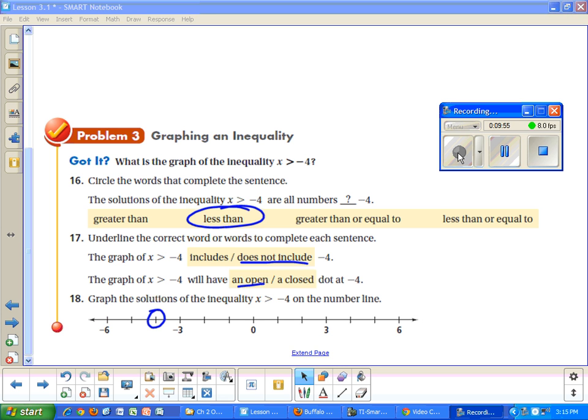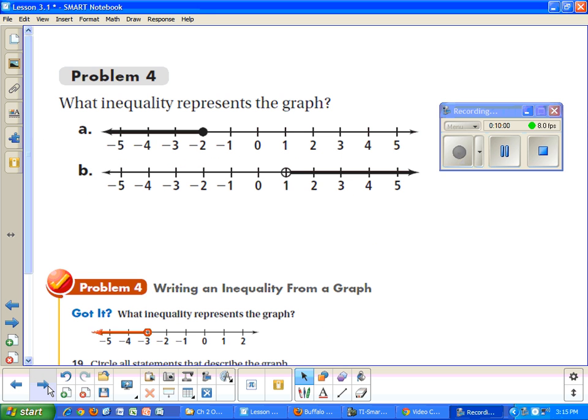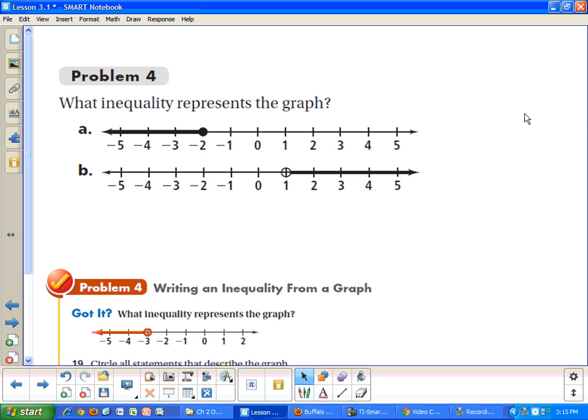Here are the answers. Problem 4, what inequality represents the graph? All right. One thing you'll notice on this graph A is that the dot is closed, so that means -2 is included, so that means we either have less than or equal to or greater than or equal to. And since all the numbers that are shaded are smaller than -2, we're going to say x is less than or equal to -2.